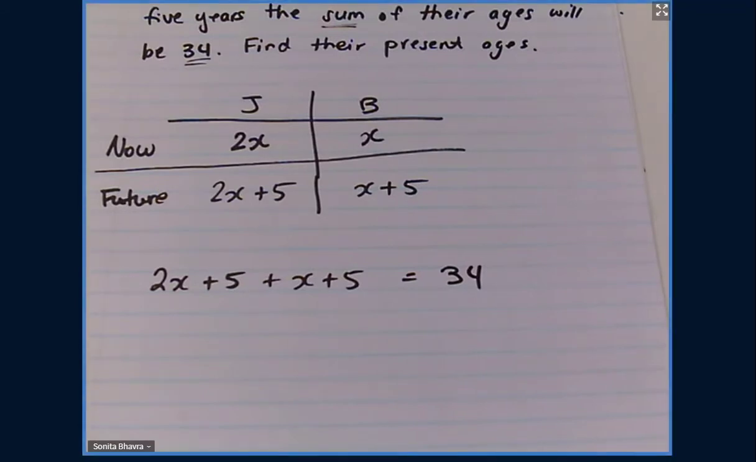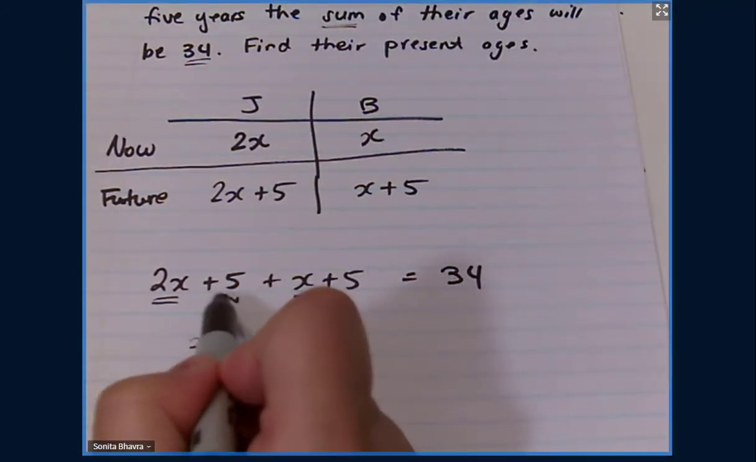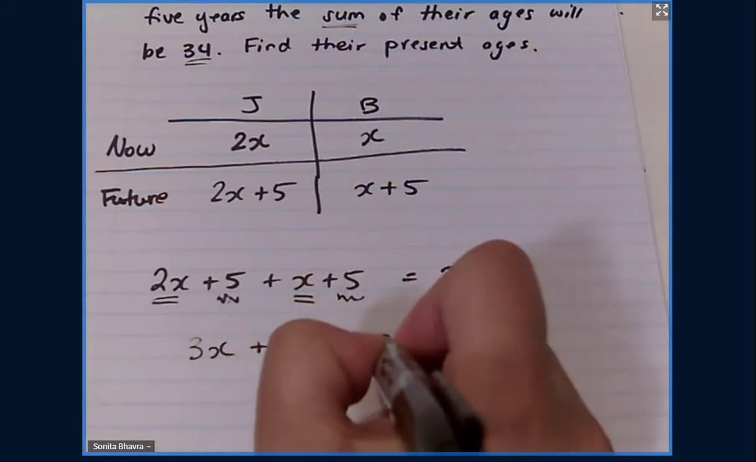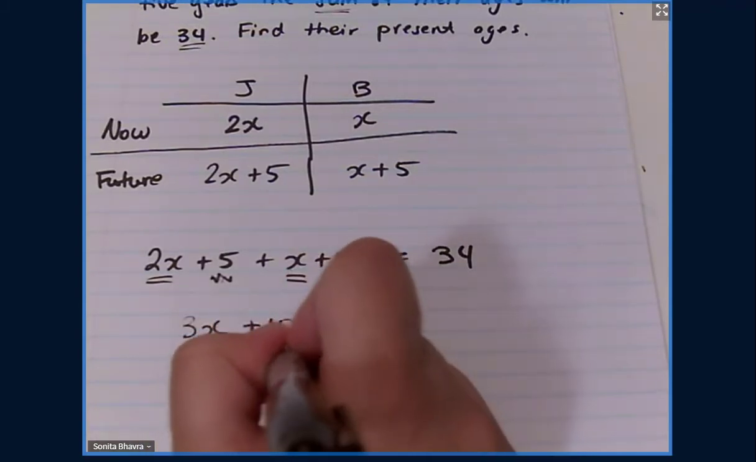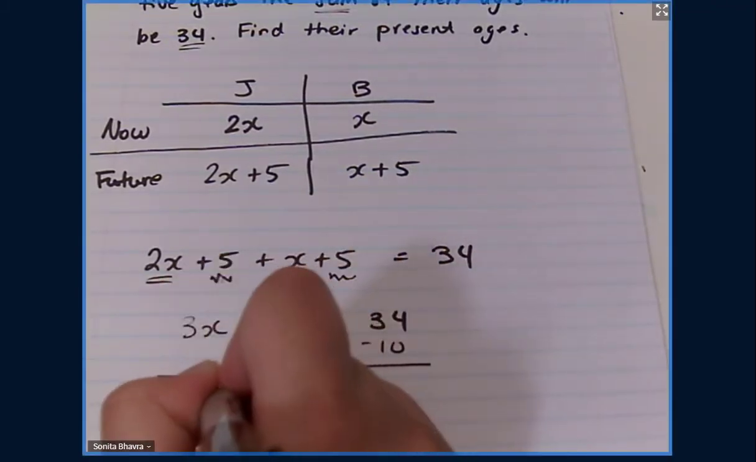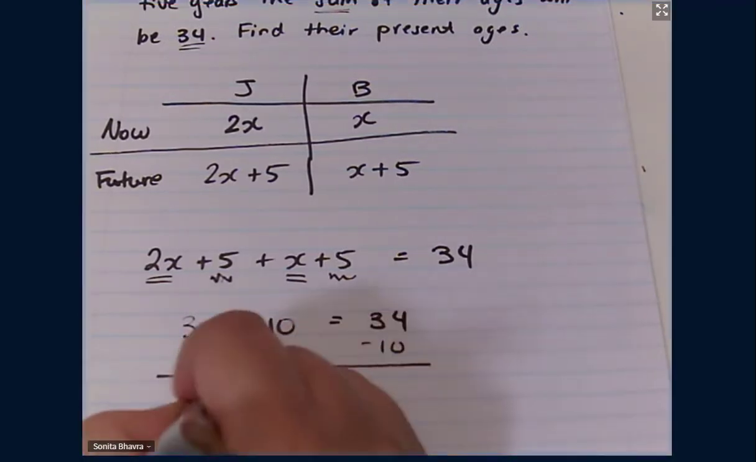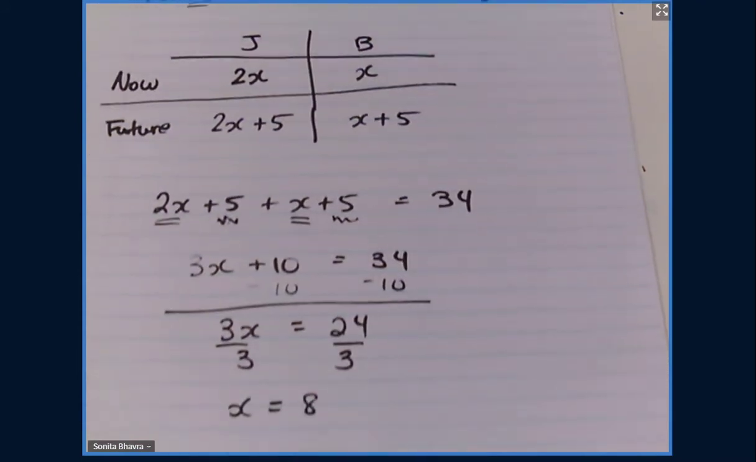All right, so let's collect our like terms because we can collect the 2x and the x together. That gives me 3x. And then I can collect the 5 and the 5 here, which gives me 10. So 3x plus 10 is equal to 34. And then subtract the 10 on both sides. That gives me 3x is equal to 24. And then divide by 3 on both sides. That gives me x is equal to 8.